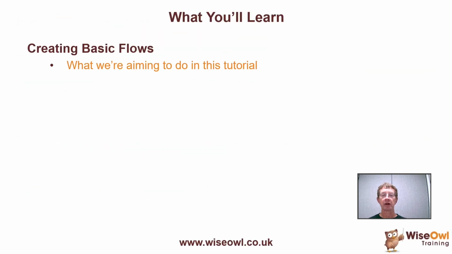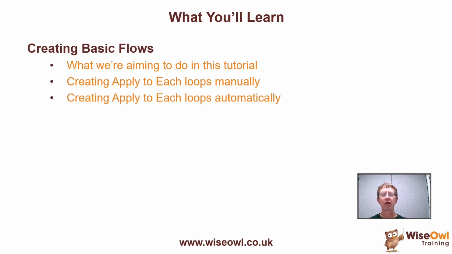So we'll start by having a look at what the tutorial aims to do, and we'll get to the exercise files needed, and then we'll go on to look at creating Apply to Each Loops manually, something you won't often do. Then we'll look at the more realistic alternative of creating them automatically by dropping fields in, and you'll discover at this point why Power Automate often creates Apply to Each Loops when you're least expecting it.